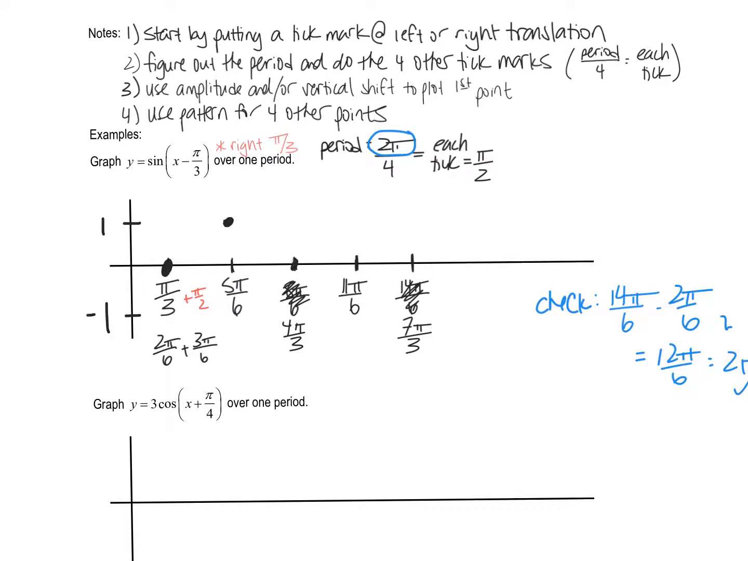Now I'm just following the pattern. Down here and back. And I'm going to connect my dots. You should always have 5 points for these graphs. And that is the graph of the very first question. Okay, let's try another one.